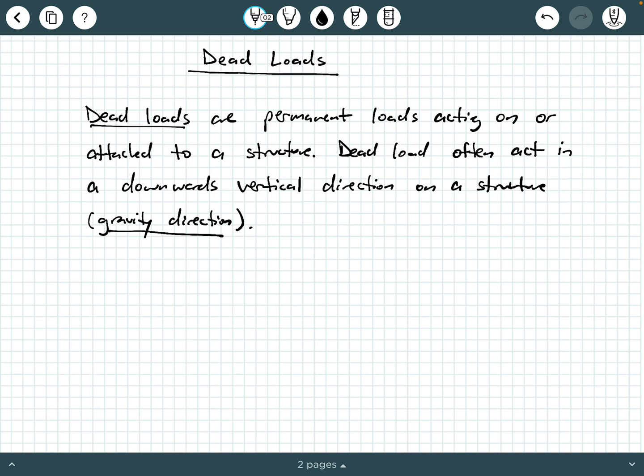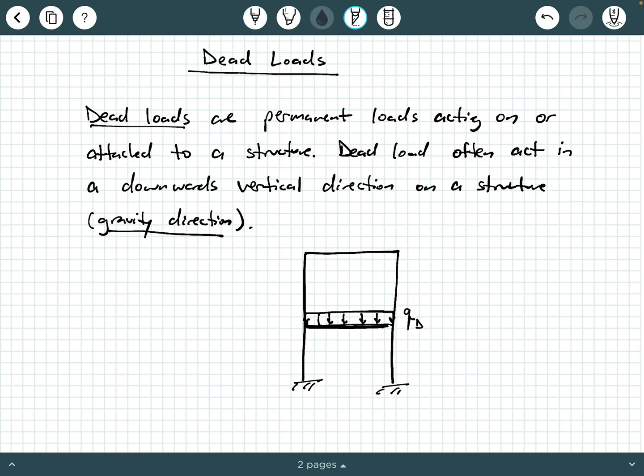So let's draw a little figure of this. Let's say that we have a frame type of structure here, okay? And I'm just drawing maybe this two-story frame here. So when we think of the dead load of this floor right here, the dead load of this floor may be treated as a uniform distributed load. So we can call this Q sub D, Q dead. And so when we say it's acting in a downward vertical direction, we think of it acting just like I drew it here, a uniformly distributed load acting downwards on the floor, okay?